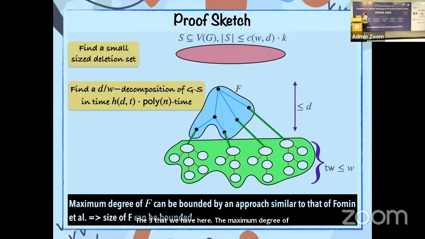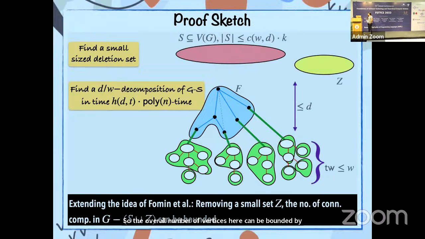And notice that the moment you bound the degree of a vertex in F, the size of this tree also gets bounded. Why? Because the depth is already bounded by D, and then you're also bounding the degree. So the overall number of vertices here can be bounded by the size that we are allowed. Okay. So now, next what we can show is, after removing, sorry, this is yellow color and these are green colors.